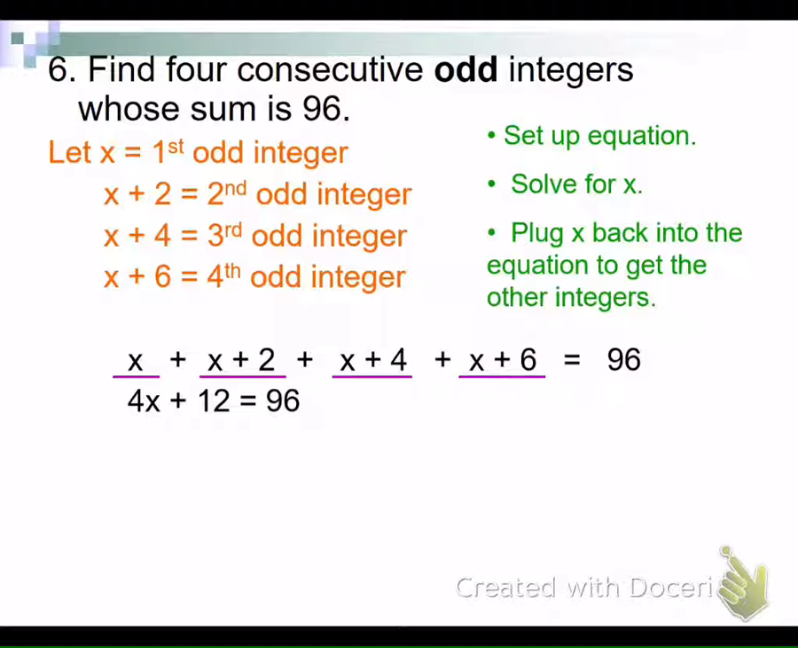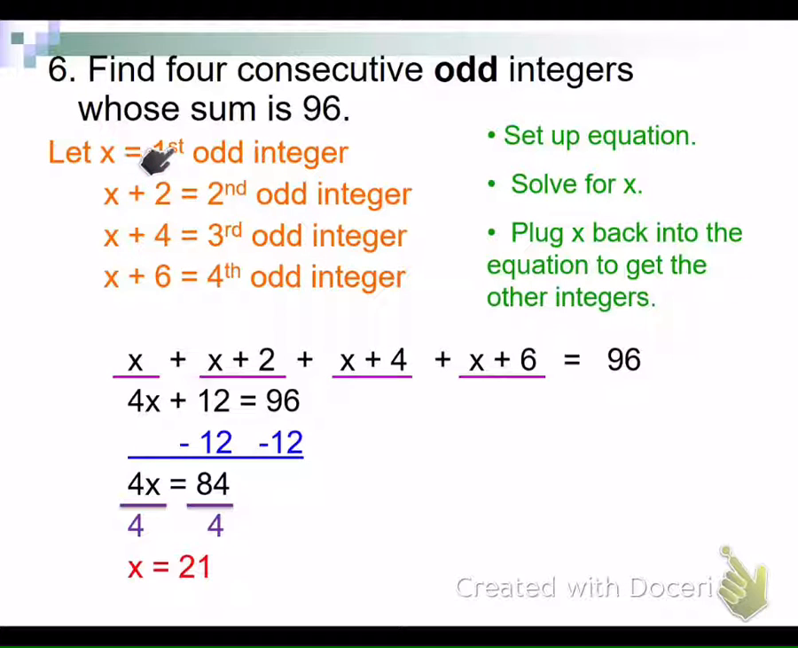Then what? Subtract the 12 from both sides, and you get that 4x equals 84. Then what? And what do you get? 21. So 21 is my first integer. When you add 2 to that, what do you get? 23. When you add another 2, you get 25. When you add another one, you get 27.